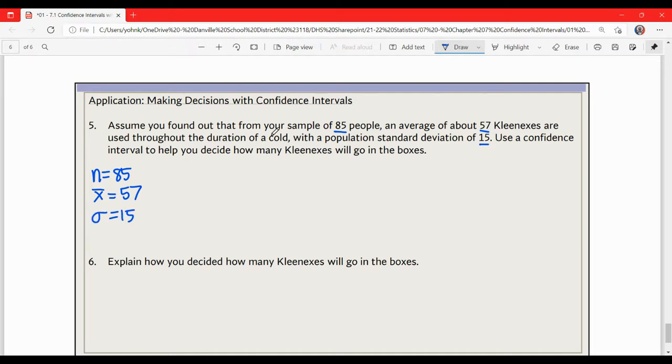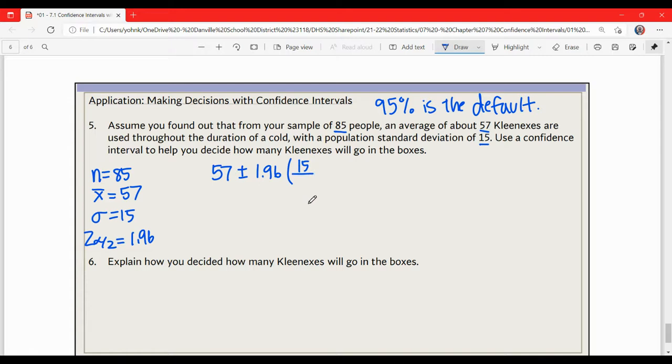And it doesn't tell me what level of confidence we're going to use. And so 95% is the default. If they don't tell you what percent of confidence they are at, use 95. So z alpha over 2, for 95%, is 1.96. So to actually write the confidence interval, I'm going to take the mean, which is 57, plus or minus the critical value, 1.96, times the population standard deviation 15 over the square root of the sample size, which is 85.